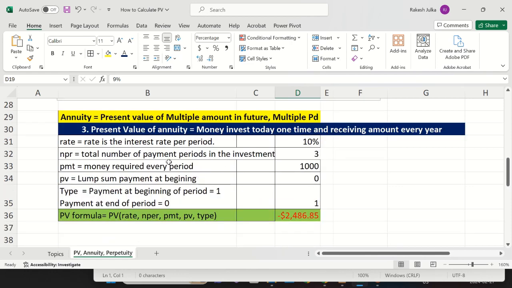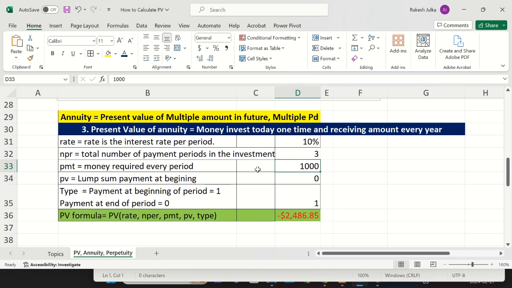So now, in annuity, we need a couple of things. For example, the rate of interest, that is the 10%, for example, and number of payment periods of the investment. So what does that mean? It means I need three payments. Like in 3 years, I want $1,000 every year, right?